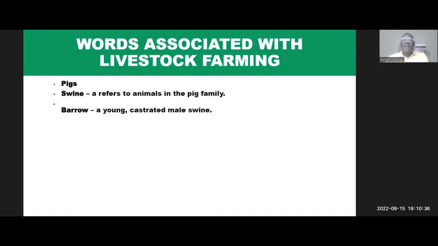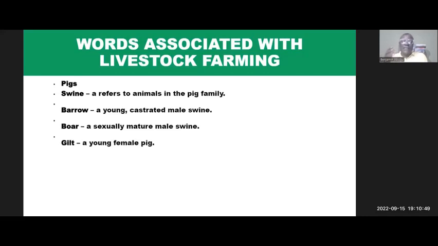Then let's now look at pigs, okay? Swine refers to animals in the pig family. Generally, all the animals that come from the pig family can be referred to as swine, okay? That's the general name. Then you have the one you call barrow, a young castrated male swine. And then you have boar, a sexually mature male swine.